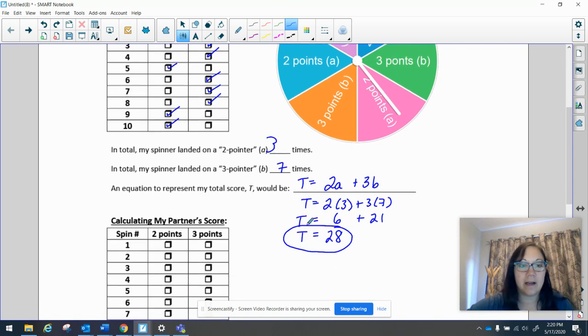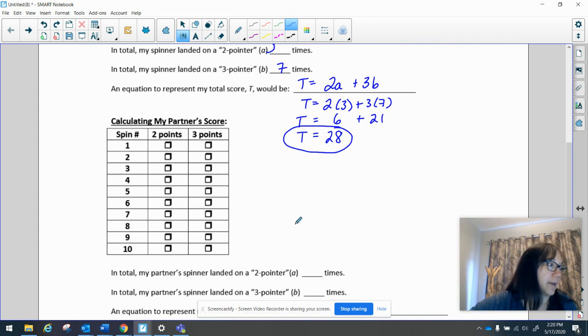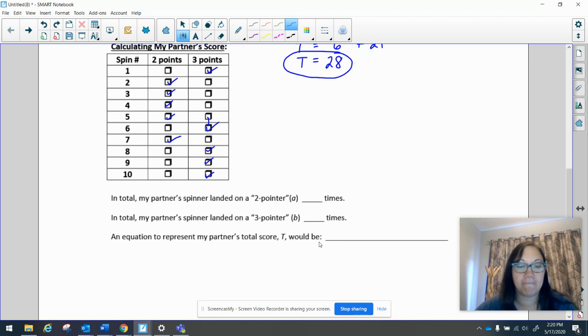Okay, so moving down. Now imagine that you had a partner, and let's say that they did the same thing that you just did and spun the spinner 10 times. I'm not going to spin it 10 more times. I'm just going to show their results here. So here's their results. 1, 2, 3, 4, 5. So they actually got each one 5 times.